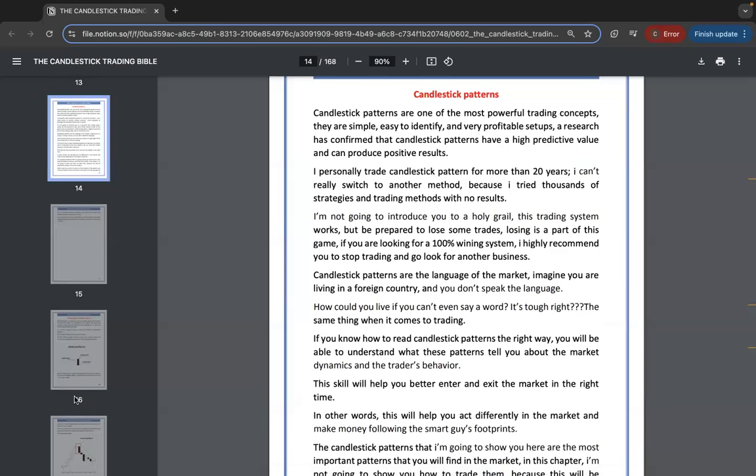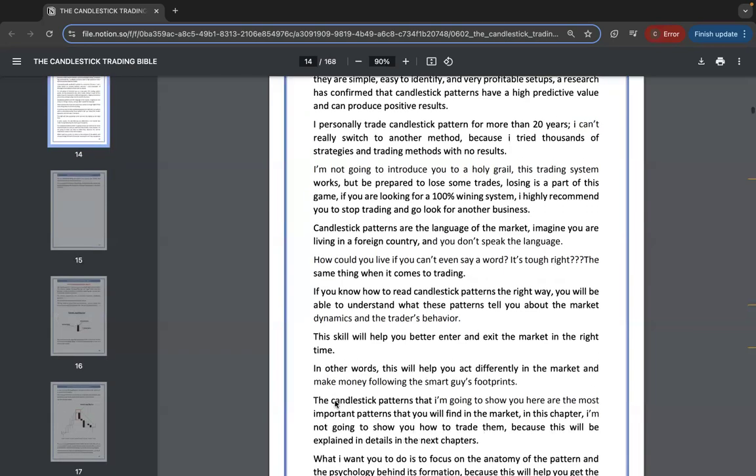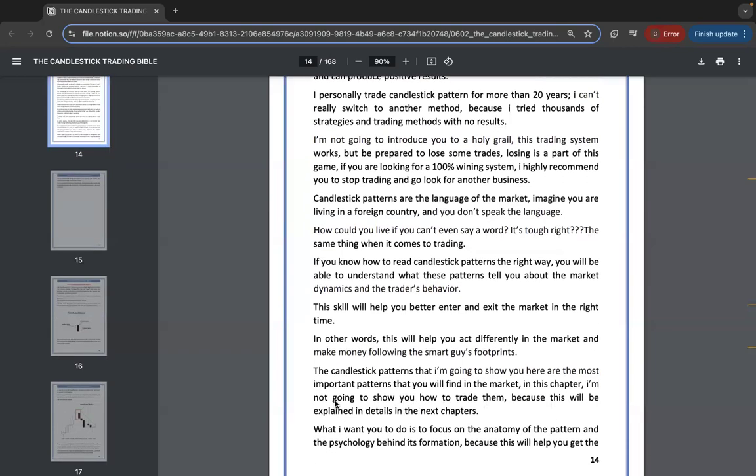Candlestick patterns are the language of the market. Imagine you are living in a foreign country and you don't speak the language. How could you live if you can't even say a word? It's tough, right? The same thing applies when it comes to trading. If you know how to read candlestick patterns the right way, you will be able to understand what these patterns tell you about the market dynamics and the traders' behavior. This skill will help you better enter and exit the market at the right time. In other words, this will help you act differently in the market and make money following the smart guy's footprints.